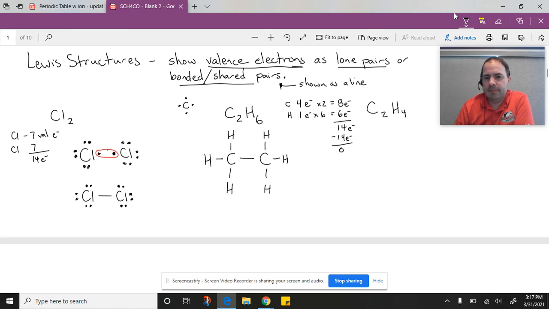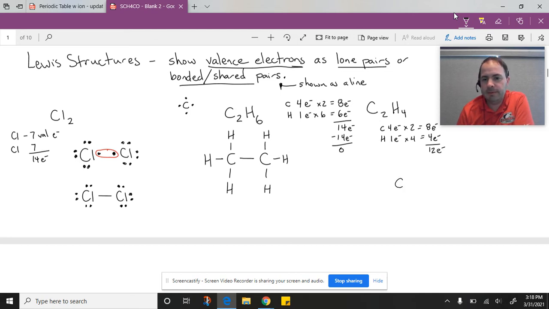All right, our last example, C2H4. Again, I'm going to keep track off to the side. My carbon's going to have 4 valence electrons, but there's 2 of them, so I've got 8 electrons coming from my carbon. And my hydrogens, 1 electron with each hydrogen, but I've got 4 of them, so that's 4 valence electrons. That means in this picture, there needs to be 12 electrons. So we've got a different number of electrons here. Let's see what we can do.